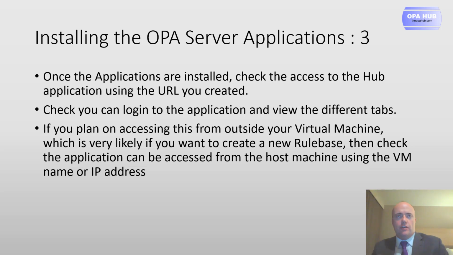You'll need to test connectivity to OPA, so you'll need to log into the hub, and make sure that the hub is contactable through the typical URL. You'll need to log in, check the tabs, and if you're going to do this with the VM and then contact the VM from outside the VM, you'll most likely need to check that the network card of the VM allows you to talk to outside of the VM.